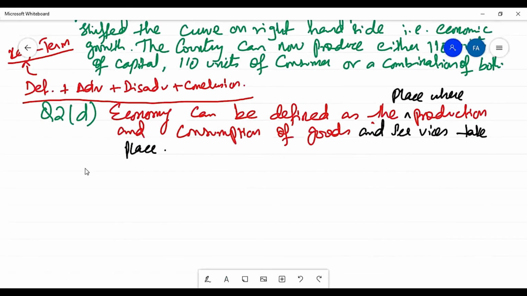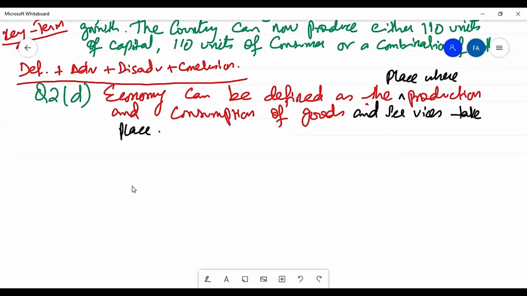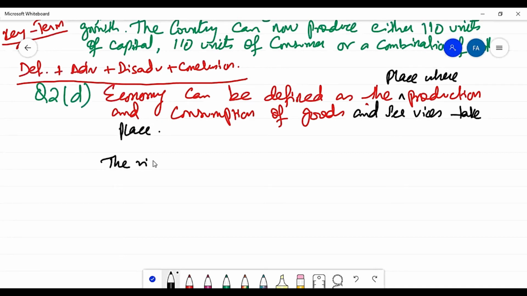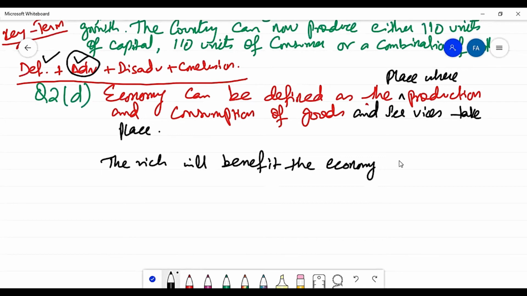Okay. Now come for the advantages. The rich will benefit more than the poor. Let's go for that. Now we'll go for the advantages part. We are done with this. We'll start this part. The rich will benefit the economy more than the poor. Two to three advantages are required.